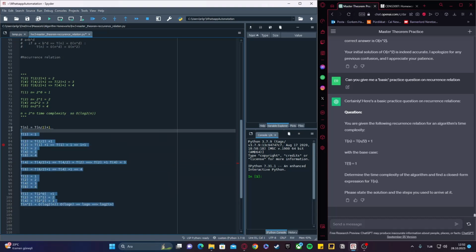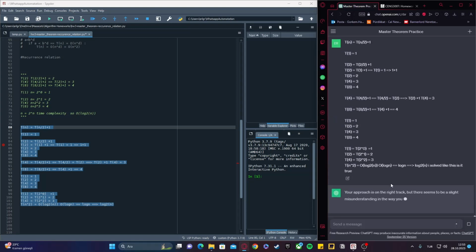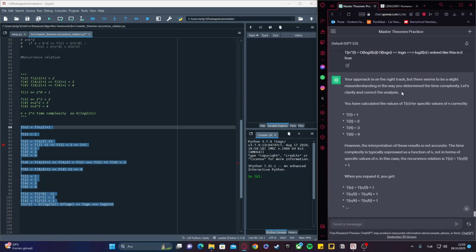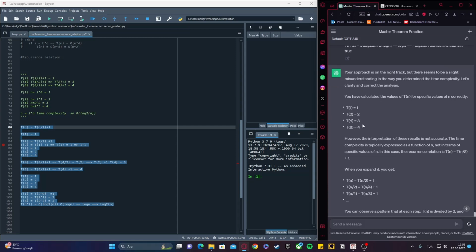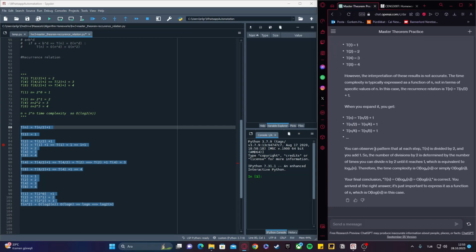And let's ask, is it true? I solved it like this. Is it true? ChatGPT answers that there seems to be a slight misunderstanding in determining the complexity, and says let's clarify the correct answer. You can observe the pattern that each step n is divided by 2, so you add 1. So the number is determined by log 2 n. Log n is correct. So it's just important to express it as a function of n, which is log n in this case.